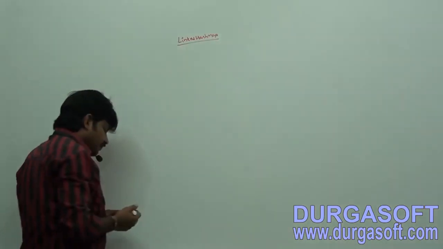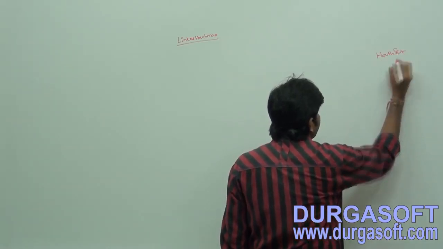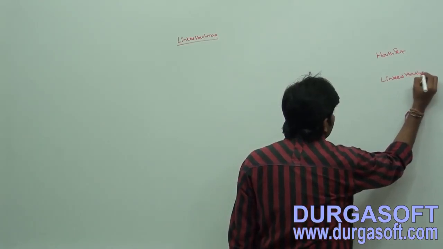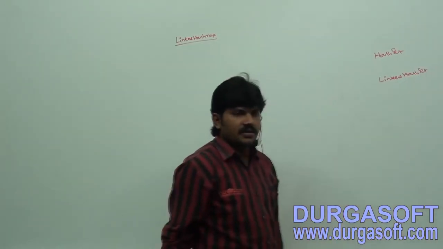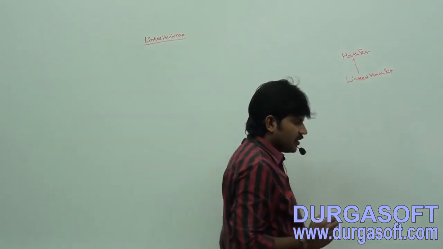Linked hash map. Do you know, in the last session somewhere we covered the hash set concept? Have you remembered hash set? And even linked hash set we also covered. I hope you people are aware of hash set and linked hash set. Linked hash set is the child class of hash set.